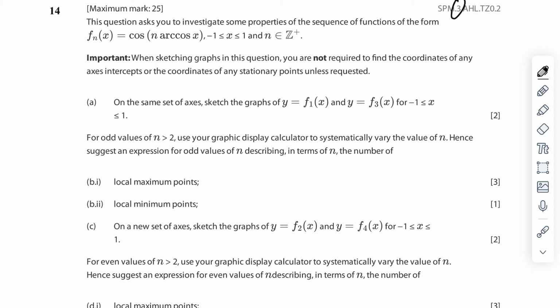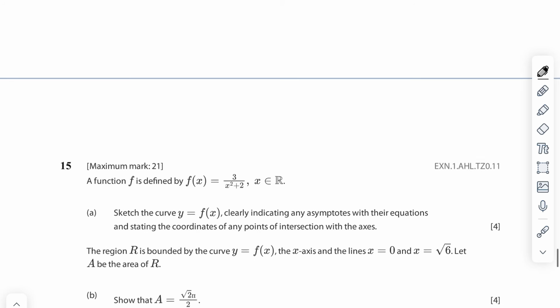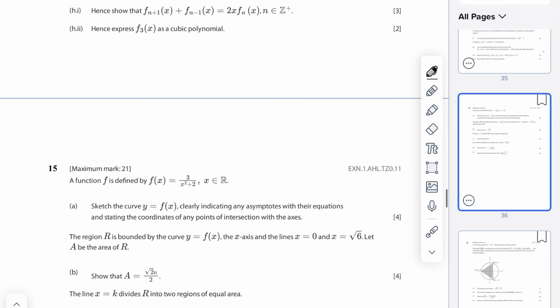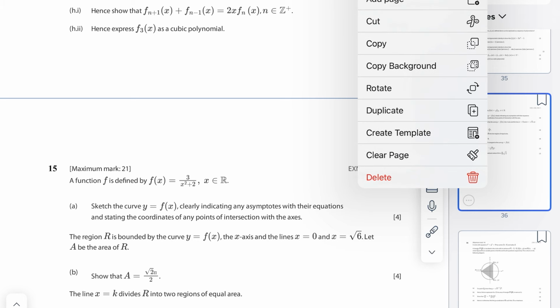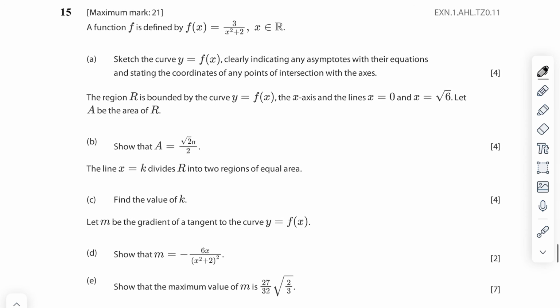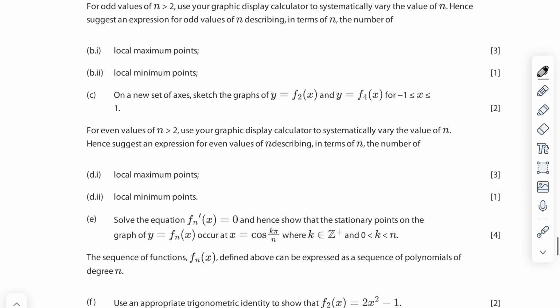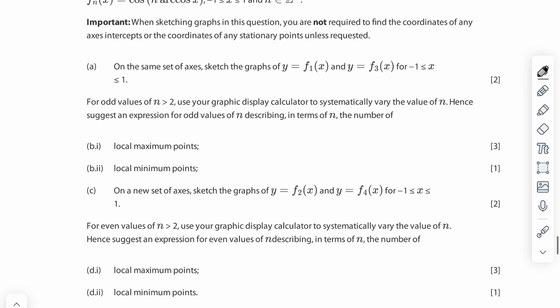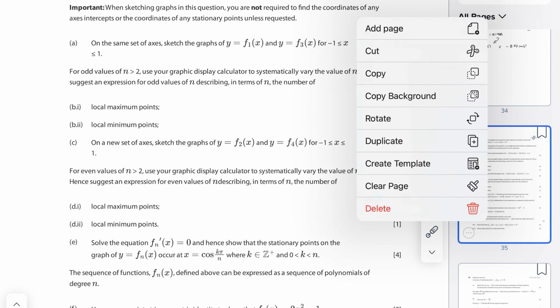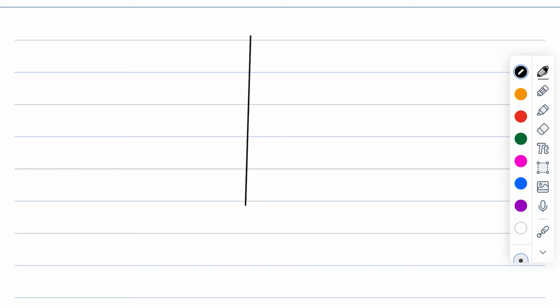Because it is a paper 3 question, you can use the graphing calculator to get the graph. I am drawing it out. It should be somewhere like this.